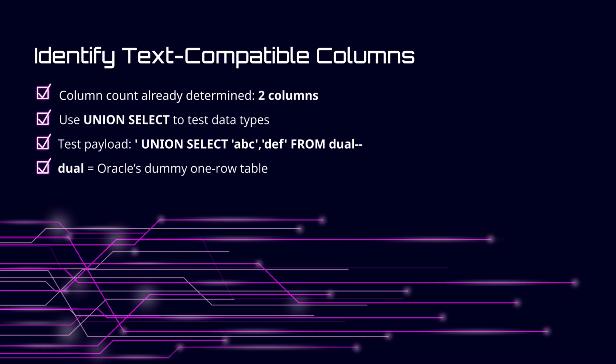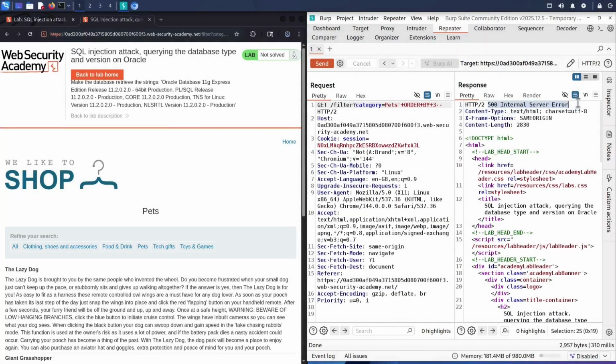Now we're going back to the lab and applying the payload. I've replaced the previous payload with our test union select query, and now I'll send the request to the server to see how the application responds.